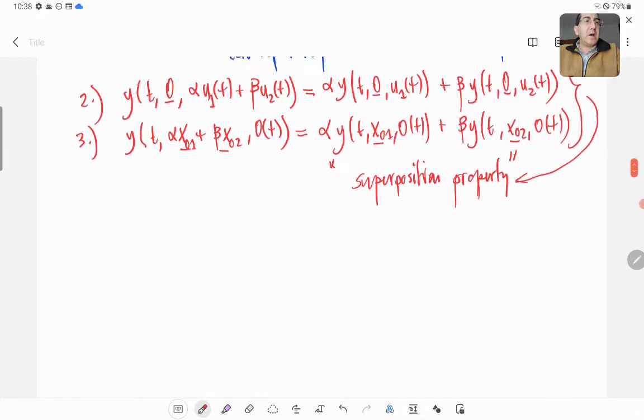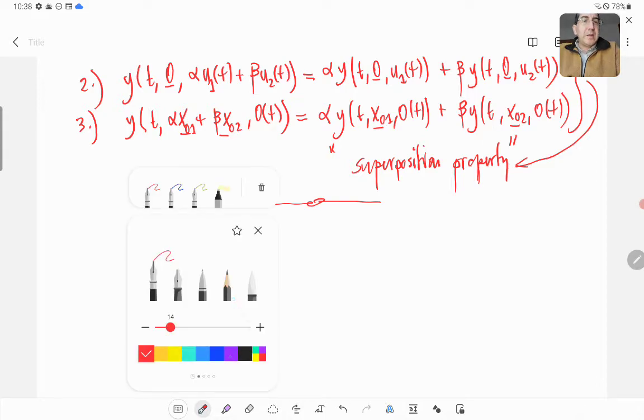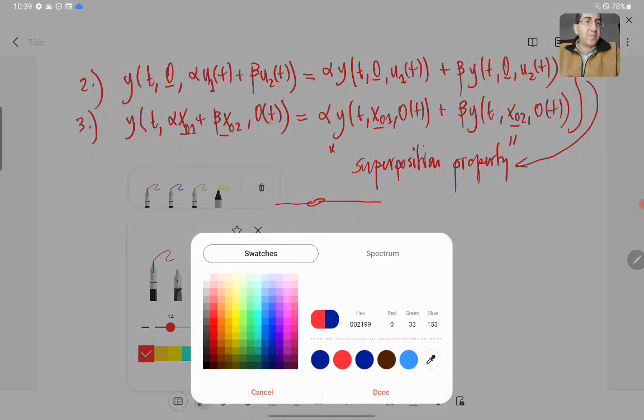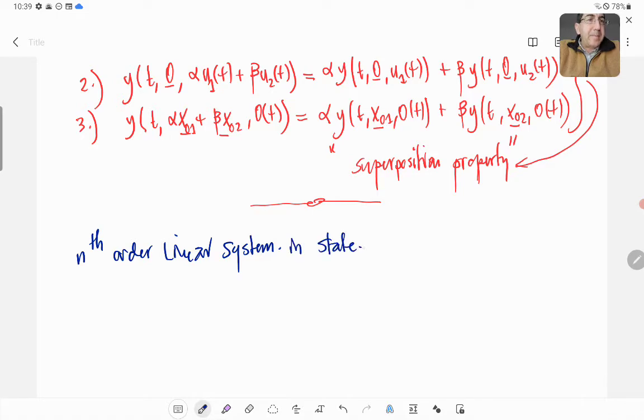Now, after defining this, let's move on to our system representation. So nth order linear system in state space form. Still, we are considering a single input, single output.